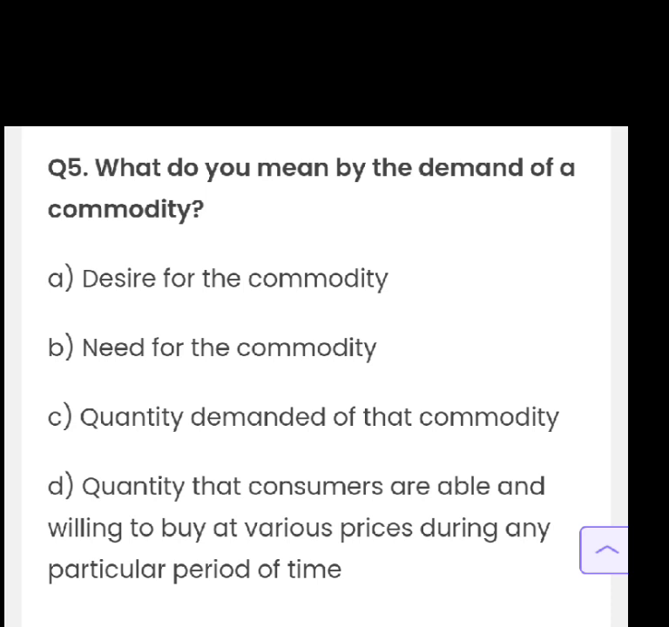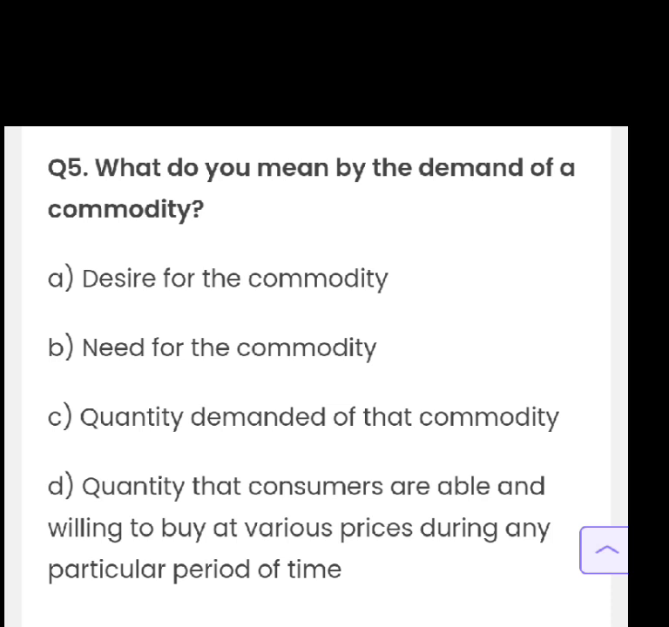Question number 5 is given here. What do you mean by a demand of a commodity? So option A is desire for the commodity, option B is need for the commodity, option C is quantity demanded of that commodity, and option D is quantity that consumers are able and willing to buy at various prices during any particular period of time.